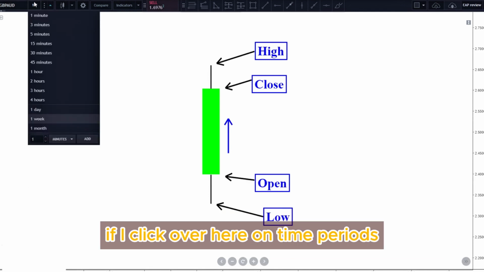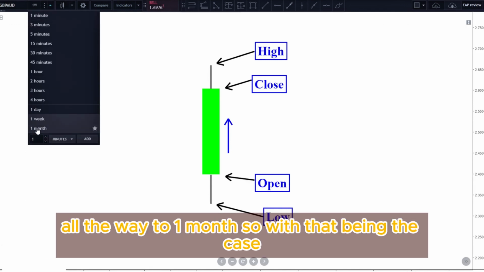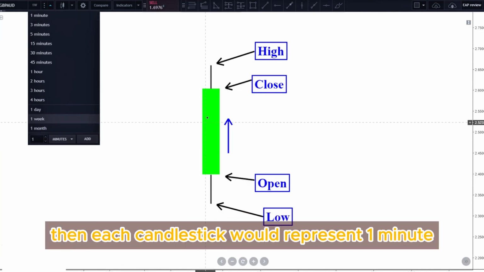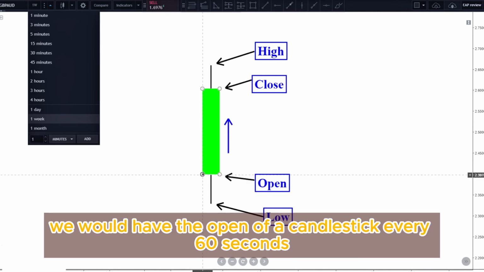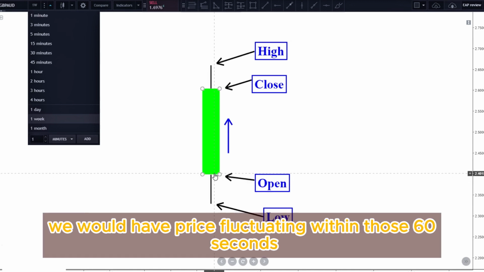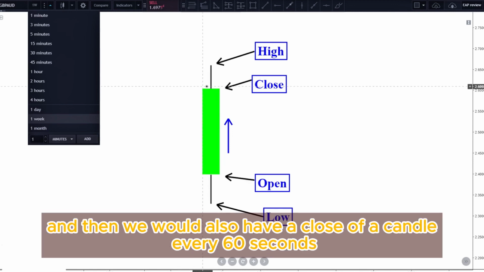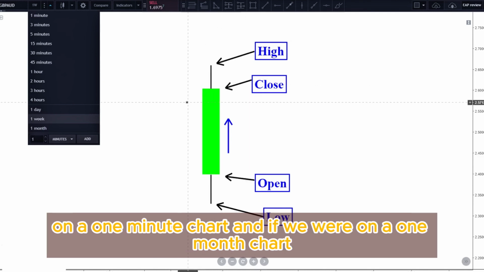If I click over here on time periods, you can see that we have time periods ranging from 1 minute all the way to 1 month. So with that being the case, if we were to click the 1 minute chart, then each candlestick would represent 1 minute or 60 seconds of price action. We would have the open of a candlestick every 60 seconds on that 1 minute candlestick chart. We would have price fluctuating within those 60 seconds down to the low, up to the high, and then we would also have a close of a candle every 60 seconds. So each one of these candlesticks would represent 60 seconds on a 1 minute chart.